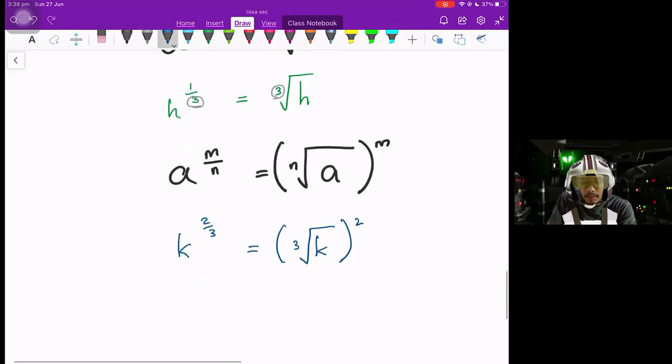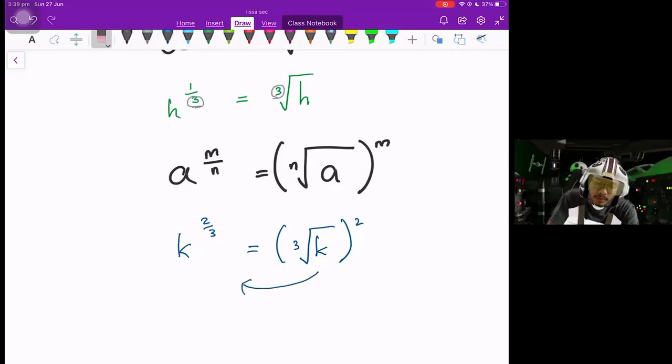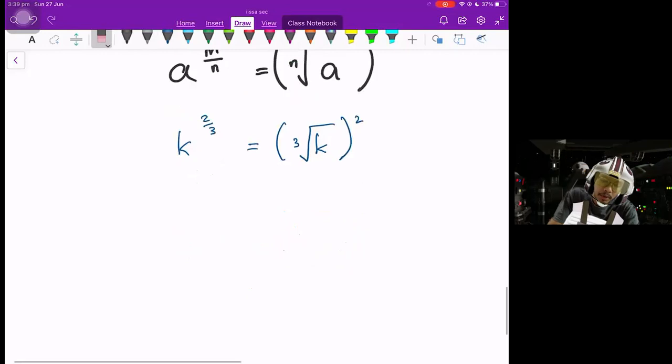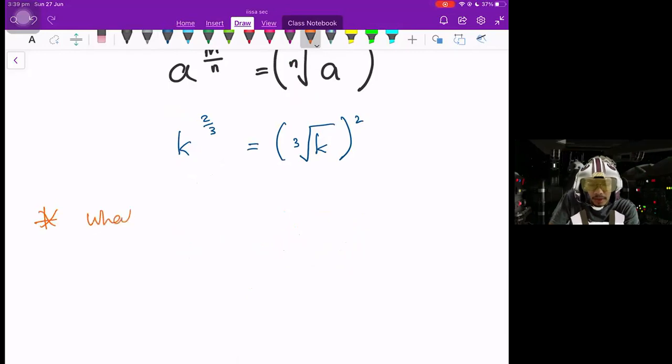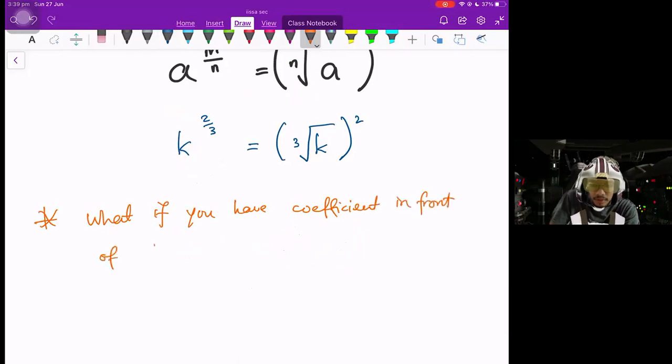And it works vice versa basically. From here, we can actually move over there. It's the same thing. A point to note here. What if you have coefficients in front of the unknown?